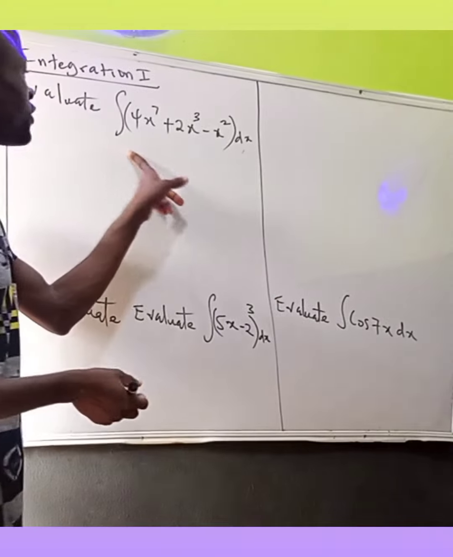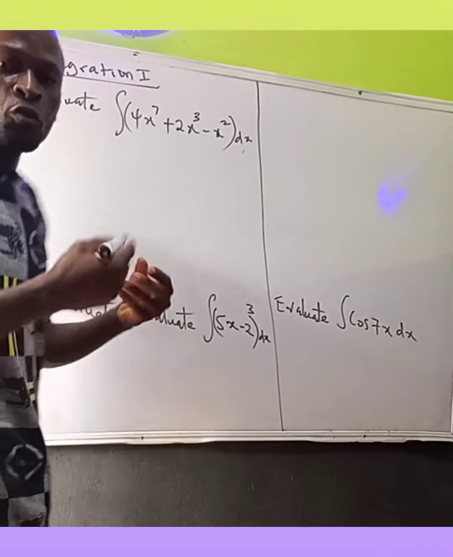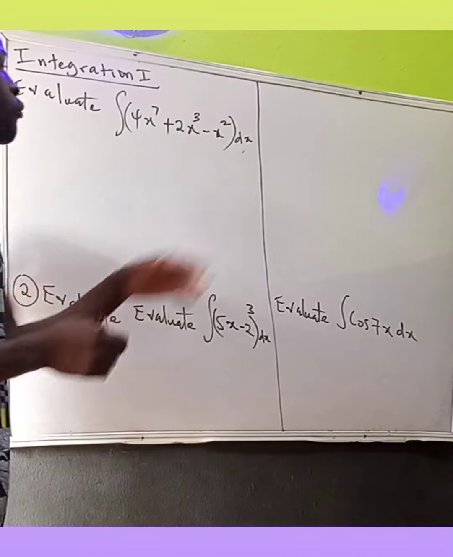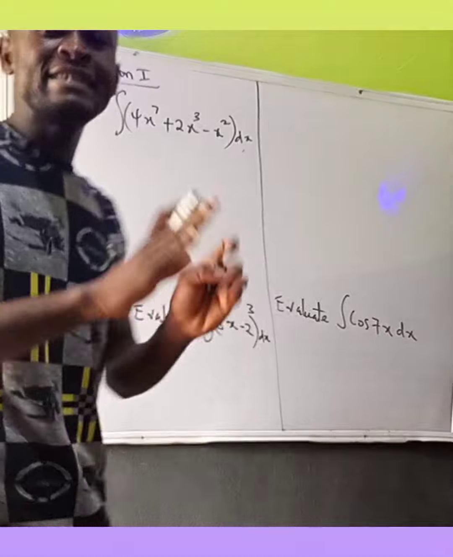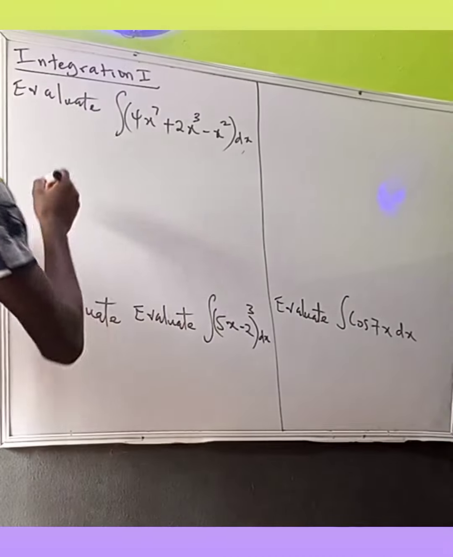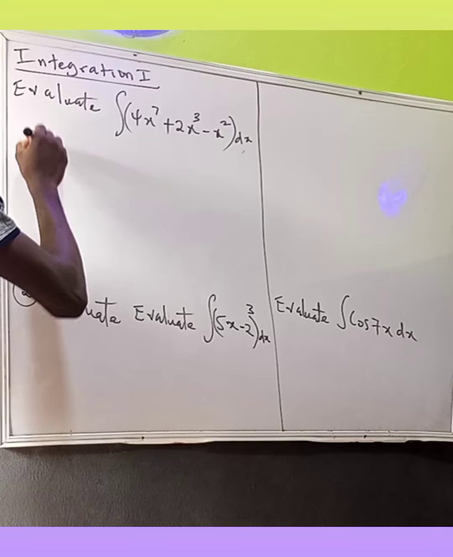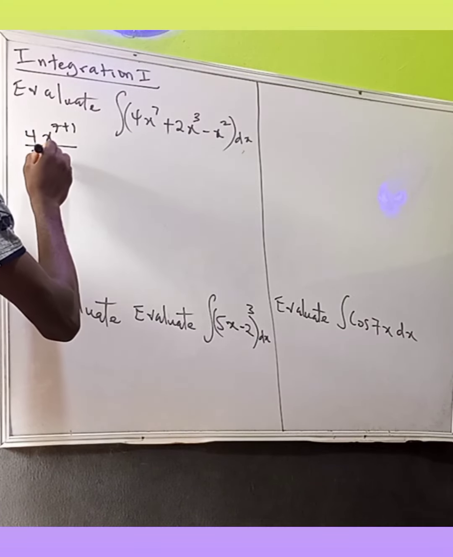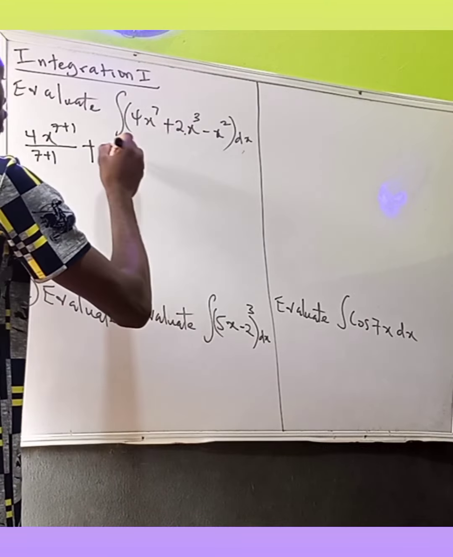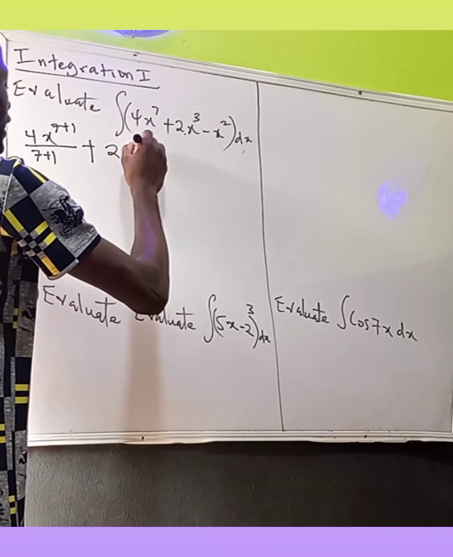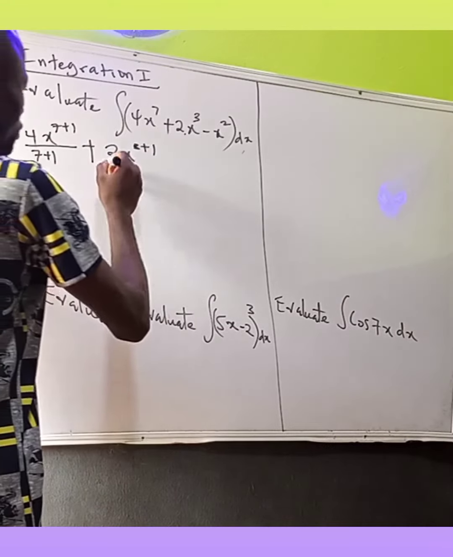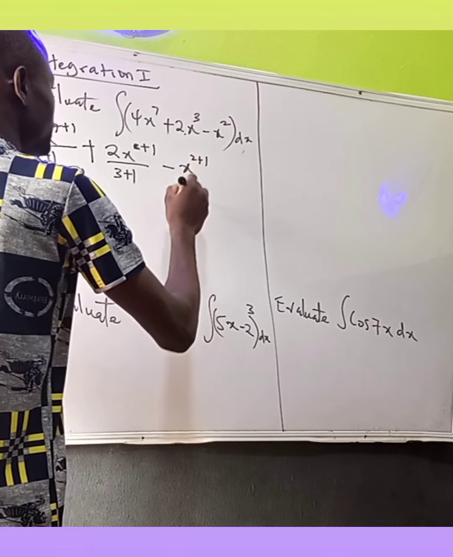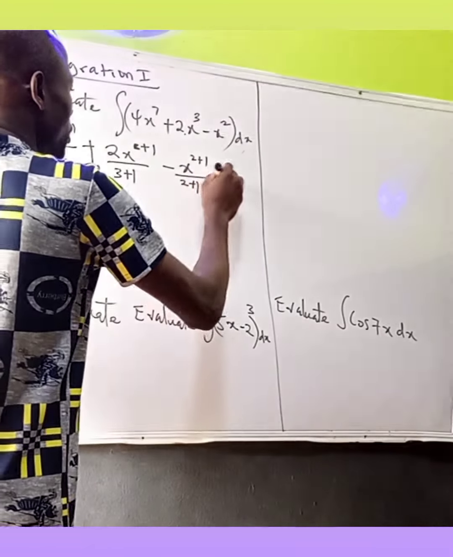Today we are taking integration number 1. We are trying to take integrations from the simplest to the complex. So we are integrating this function. We are going to integrate it term by term, that is, one after the other. We have 4x raised to power 7 plus 1, going to the denominator, 7 plus 1, plus the next one, 2x raised to power 3 plus 1 over 3 plus 1, minus x raised to power 2 plus 1 over 2 plus 1, plus c.